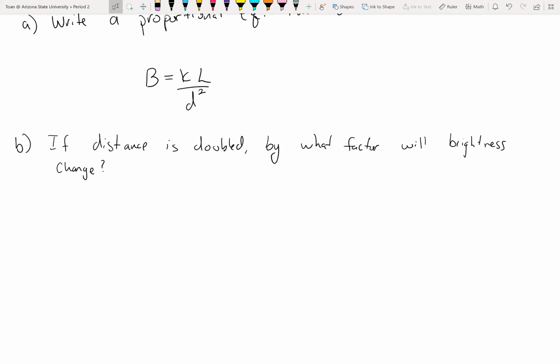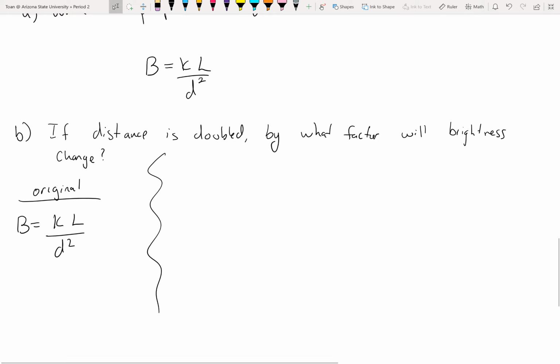This is a very stereotypical question to ask when it comes to proportion. Once you have a proportion, they'll usually ask, hey, I'm going to double this guy, I'm going to triple this guy, I'm going to take 1/2 of this guy. How does it affect the rest of the equation? The technique is to always compare it to the original. So you have to remember, the original is B equals KL over D squared. Just keep that in mind. Now in letter B, what changes are we implementing? What changes are we doing according to the problem?